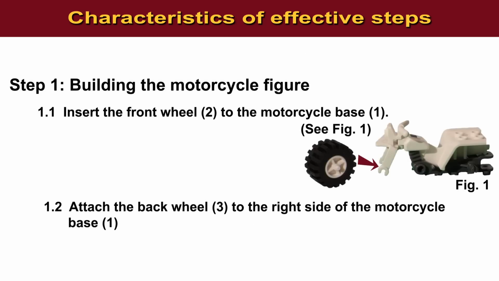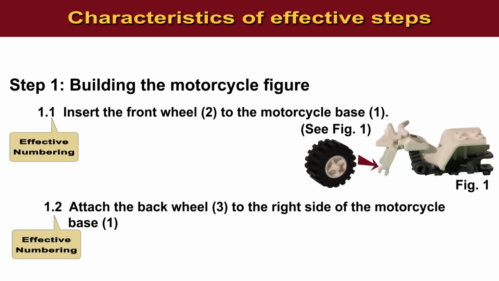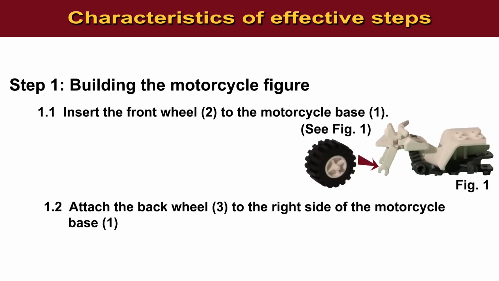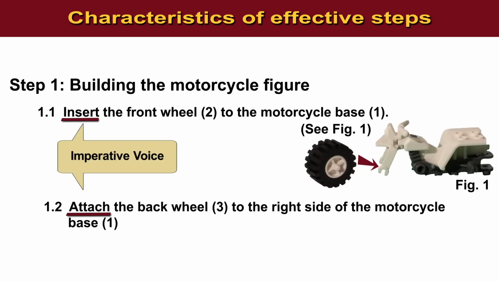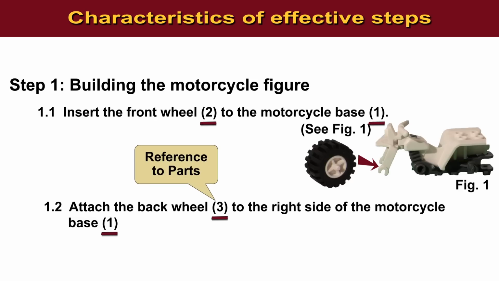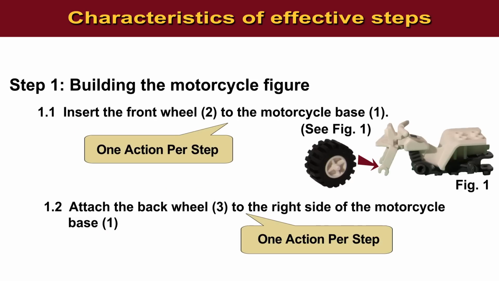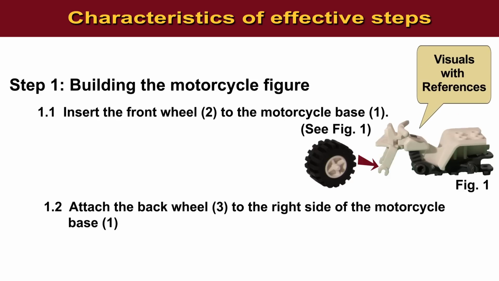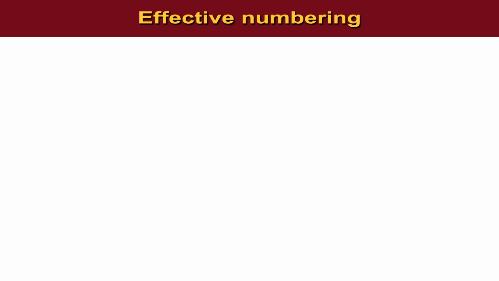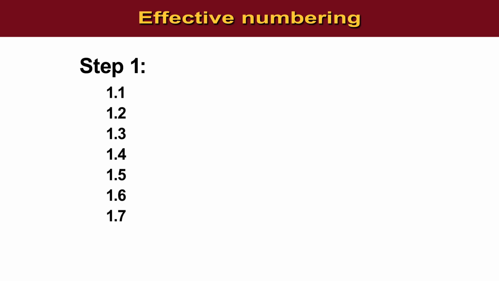In contrast, characteristics of effective steps include effective numbering, as seen here, of the major and minor steps, using active or imperative voice to direct the reader, referencing each part, showing only one action per step, and integrating visuals with references to follow a logical sequence. Begin by numbering your steps in sequential order. This major step is broken down into 9 minor steps or actions as shown here. You can use outline numbering to convey this to your reader.